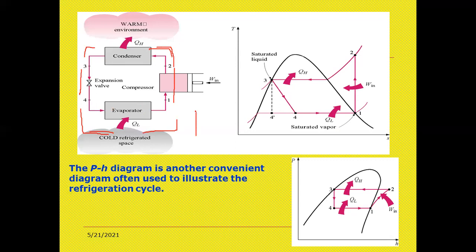Now, if you see the T-s diagram, from 1 to 2, the warm air is inside. 2 to 3, the heat is rejected. 3 to 4, expansion, throttling happens. 4 to 1, automatically saturated, right?